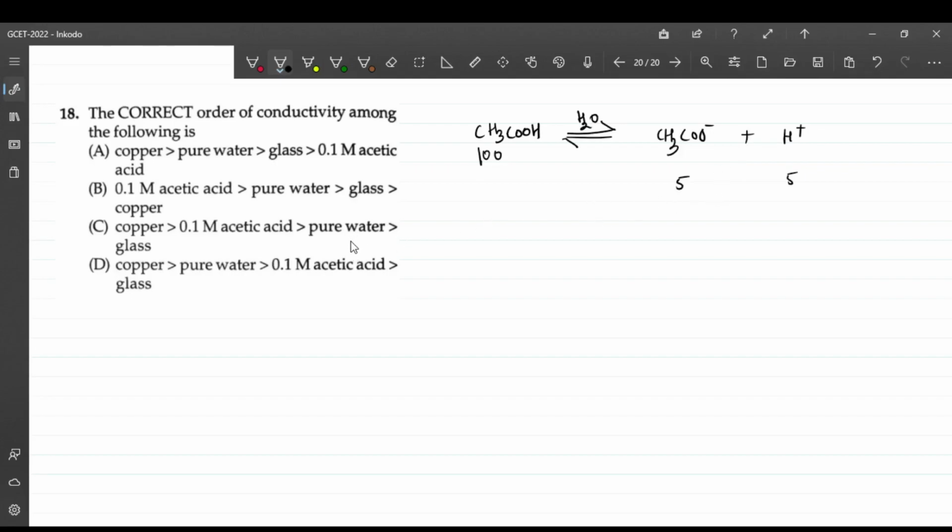Then there comes pure water. Pure water has a very low concentration of ions. That is 10 raised to minus 7, so less. So it will be less conductive than 0.1 molar acetic acid. And last, the glass. Okay, glass doesn't conduct. So the answer is option C.